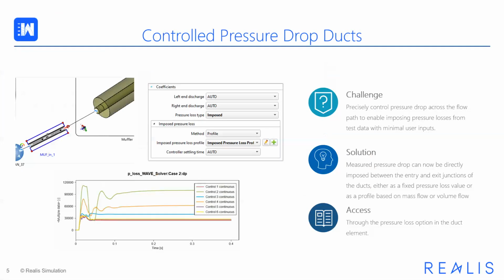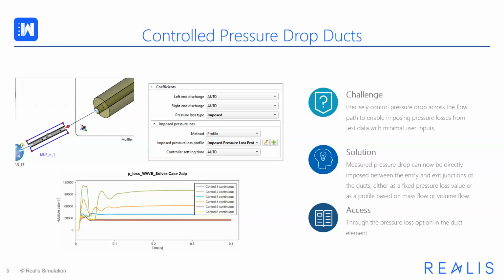Let us have a look at our next feature, controlled pressure drop ducts. Reflecting correct pressure drop is very important in 1D CFD models as it directly affects engine performance, fuel efficiency, acoustic performance, and emissions. In some models, it can be useful to reduce the complexity of the model by replacing a complex component with a pressure loss specification in order to achieve faster runtimes. In this release, WAVE offers such a functionality by enabling controlled pressure drop ducts where the pressure loss can be specified directly as a constant or as a profile as a function of mass flow rate or volume flow rate.